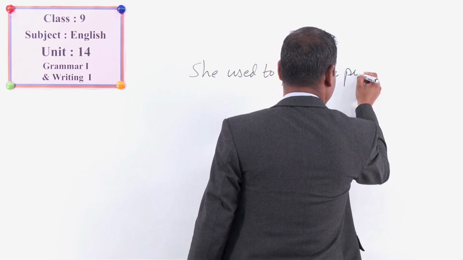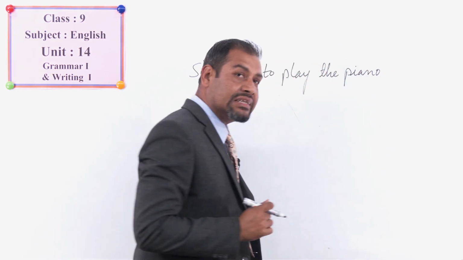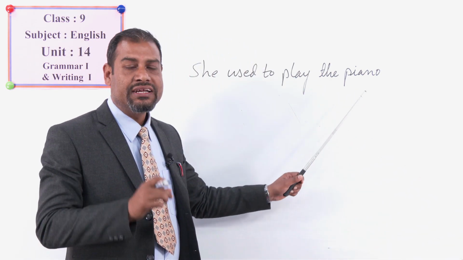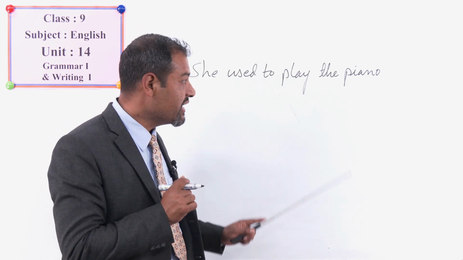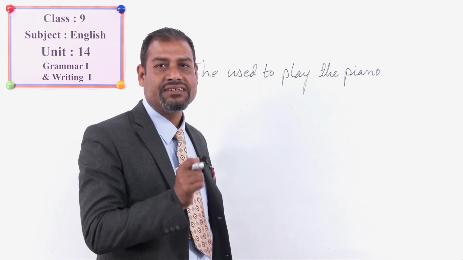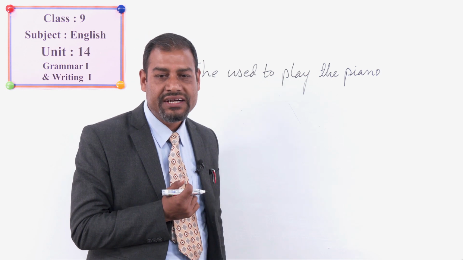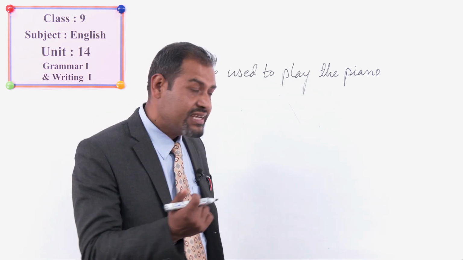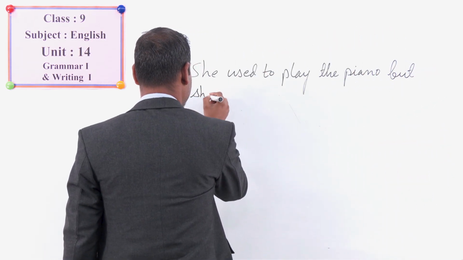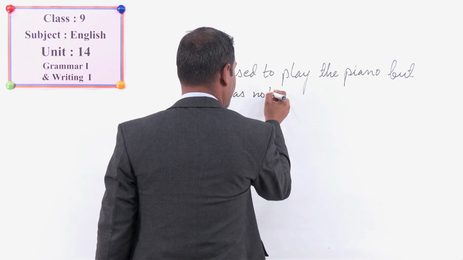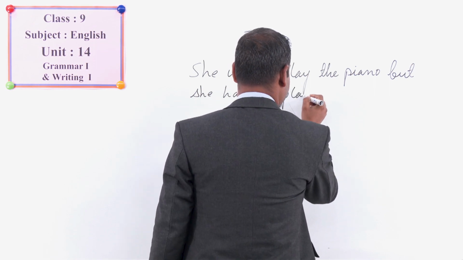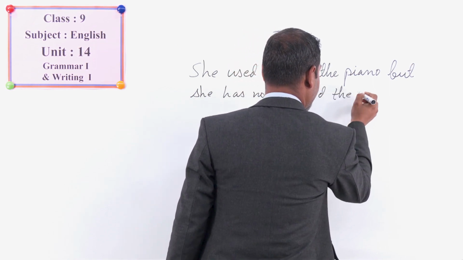The P-I-A-N-O, piano. See, now if you have written this one, she used to play the piano, it means that it is our past activity, okay? Now you have to add here what she does in the present using that sentence. That sentence is, I haven't played the piano for years. Yes, you are right, but she has not, then what is there? Played the piano, P-L-A-Y-E-D, played the piano.